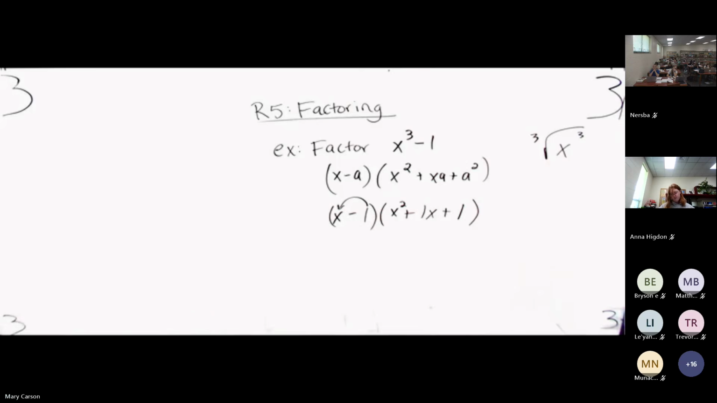Everybody with me? All right, let's do another one. Let's do 8x cubed minus 27. 8x cubed minus 27.